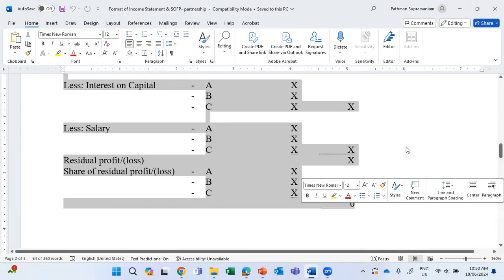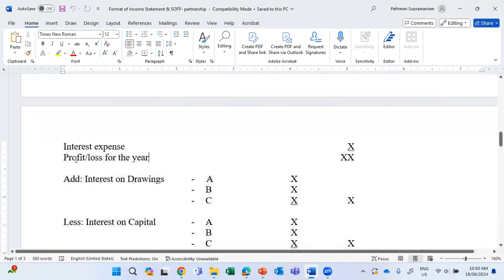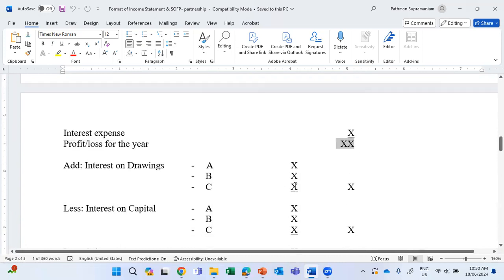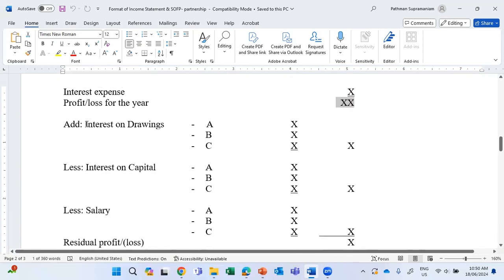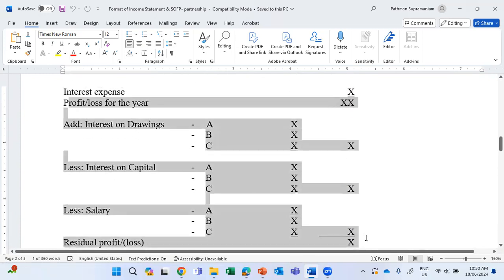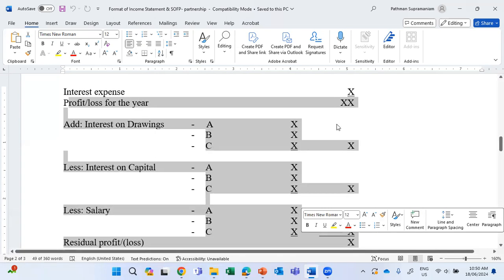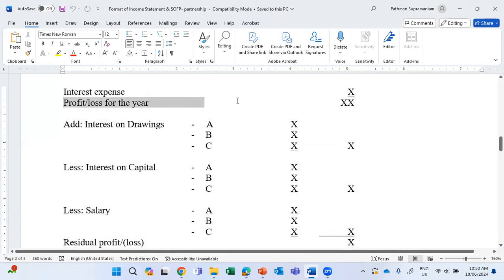In part A, if you're asked to do the SOPL, your last line is profit or loss, right? Let's say 10,000. So in part B, if they ask you to do a statement of appropriation, you start with the same 10,000, regardless of whether that figure is correct or not. Now, what is the appropriation account? The appropriation account tells you how this profit or loss is divided among the partners, right?